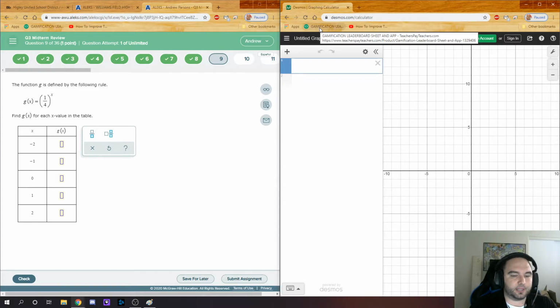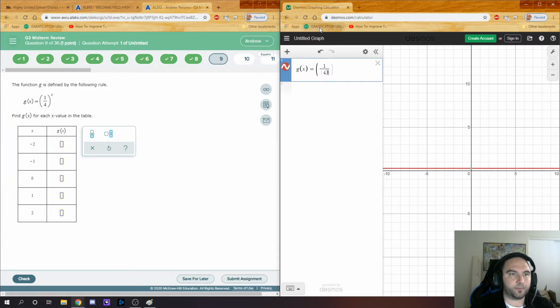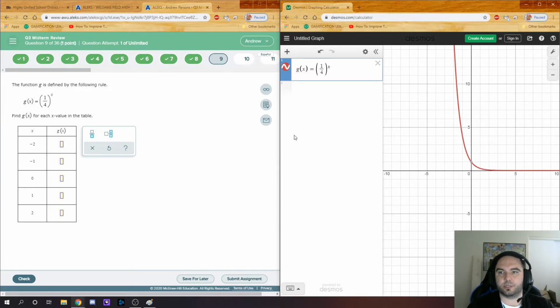So this first one says g of x, whoopsies, g of x equals 1/4 to the x. Now I'm typing it into Desmos, you'll see. Our goal is to fill out this table. To fill out this table, you simply need to plug in -2, -1, 0, 1, and 2 for x and see what you get. I'm typing into Desmos because Desmos can do that for us, and it's okay to do it.